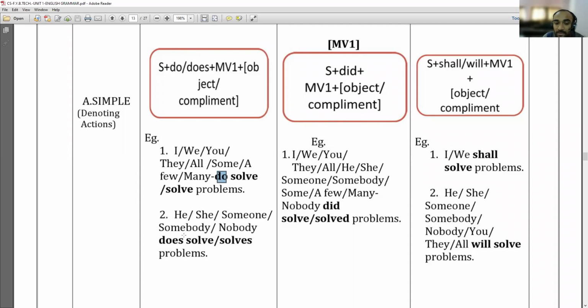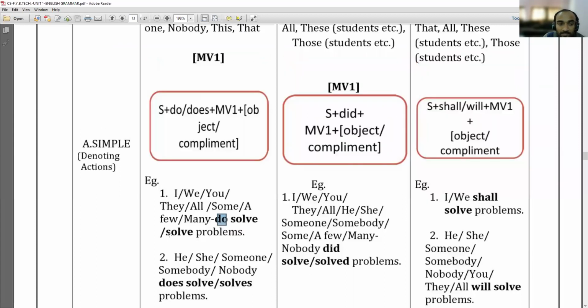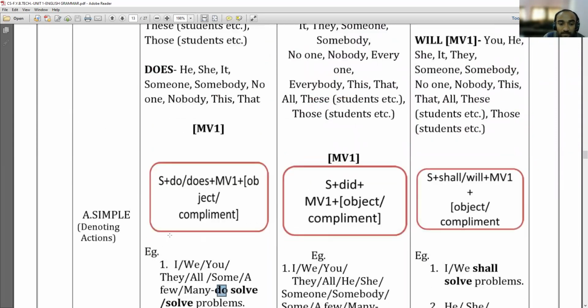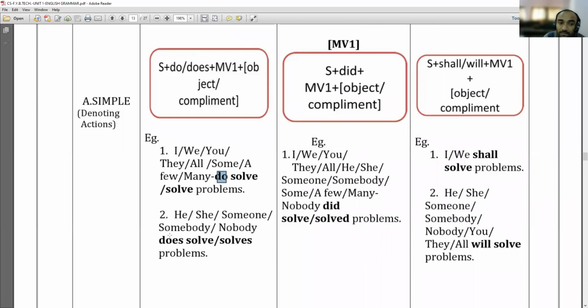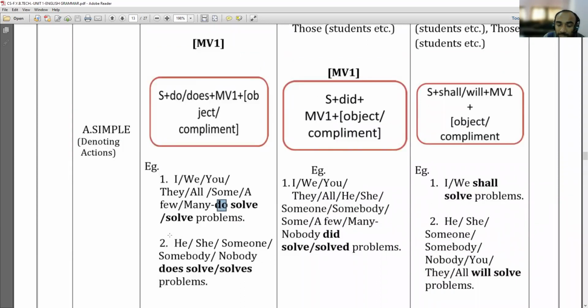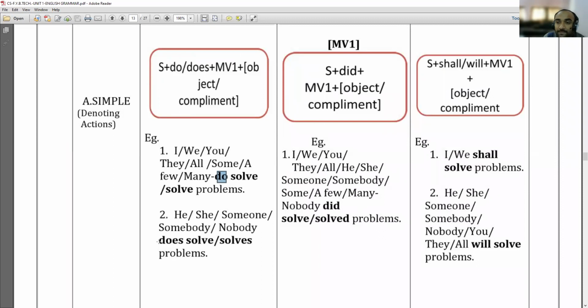Okay. For example, he does solve problems असं आपण म्हणतो का, we cannot say this or we don't say this. We say that he solves. We add es suffix, okay, to solve. He solves problems. So in this way, we form the sentences. So this is about the simple present, which is used for denoting the sentences, or for denoting the actions in the present tense.